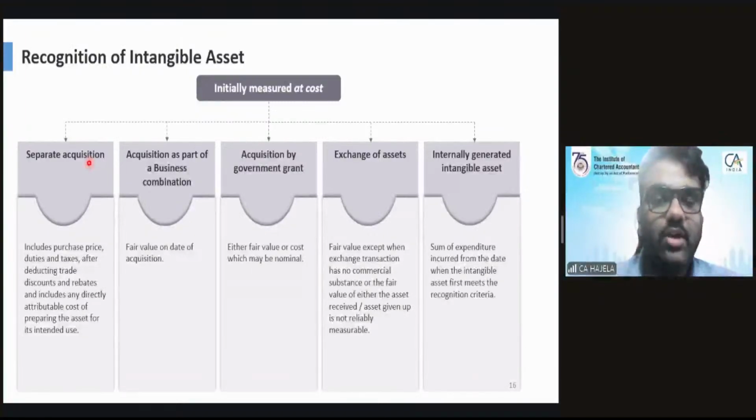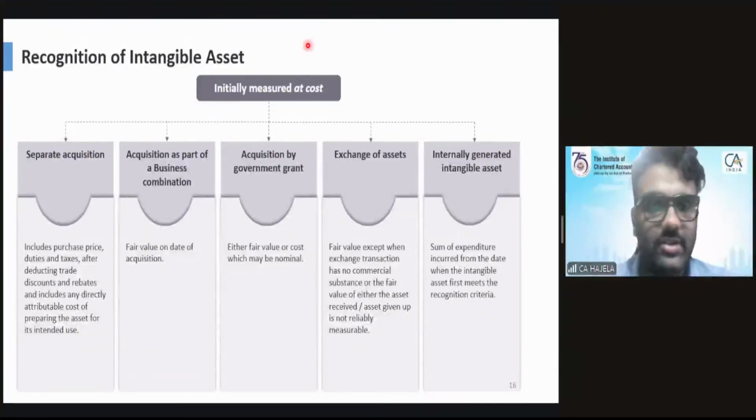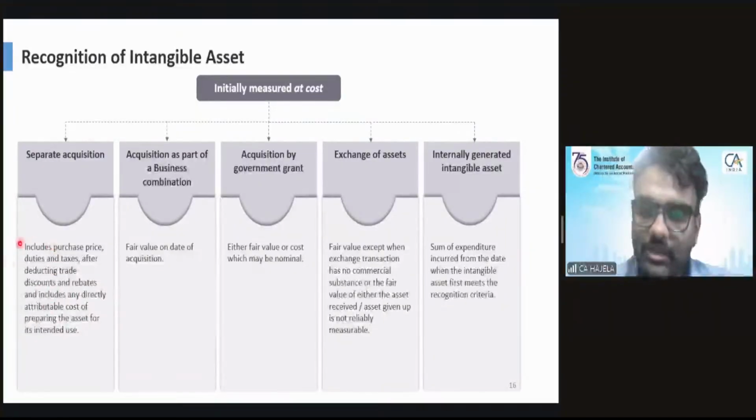Now, what will be the cost here? Fair value will be the cost that I'm paying, right? What will be the cost? The purchase price, any taxes which are non-refundable, any discounts, rebates, anything that I am paying to bring the asset to its intended use. Purchase price, taxes which are not refundable, discounts, rebates, all these will be considered in figuring out the cost, the initial recognition of the intangible asset, right?